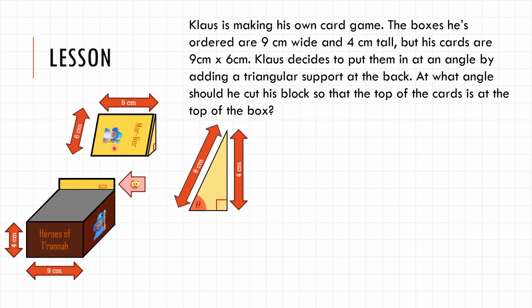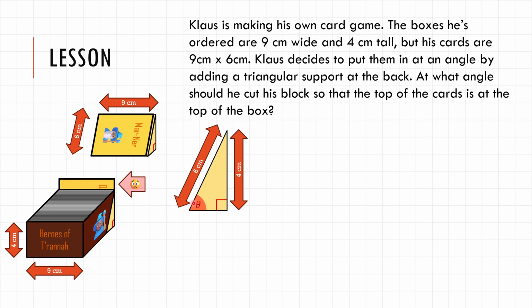And that's sort of what that looks like, right? So here's the triangular block. You can see that even though the card is 6 centimeters wide, that 6 centimeters is at an angle, and the height of this wooden block is 4 centimeters. So we can put that wooden block right over here at the back of his box, and so it will fit the height of the box.